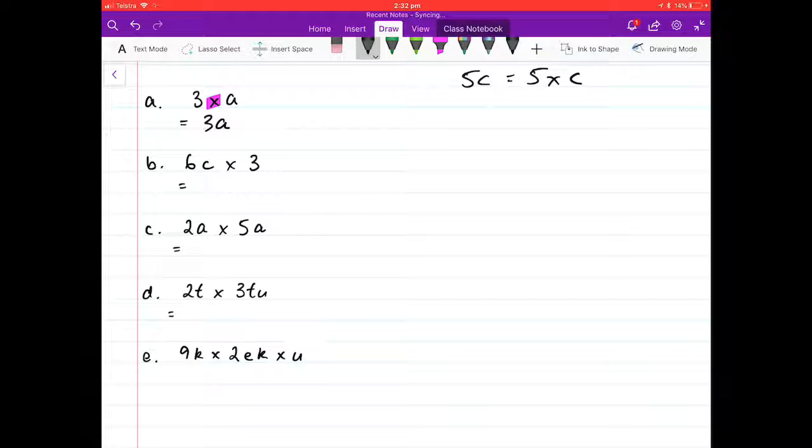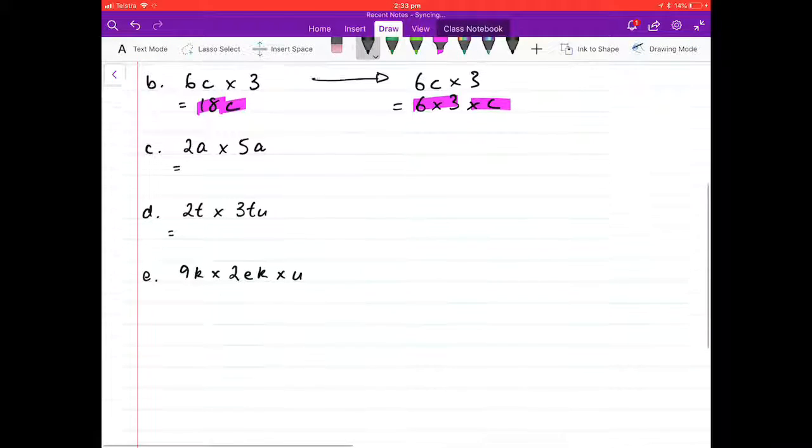Down to the next one, 6C times 3, or 3 lots of 6C. 3 lots of 6 carrots gives me 18 carrots. 3 times 6 is 18, and we've got times C on the end. The reason for that is we can write 6C times 3 as 6 times 3 times C. First we looked at the 6 times 3 to get us 18, and then we times by C on the end, and we just add that there, okay?